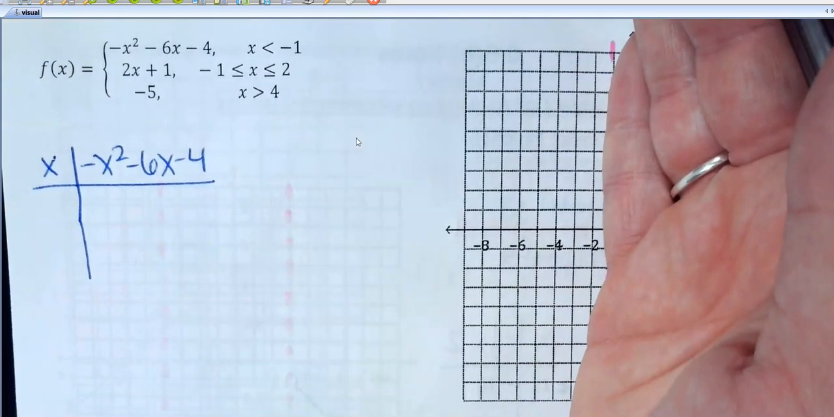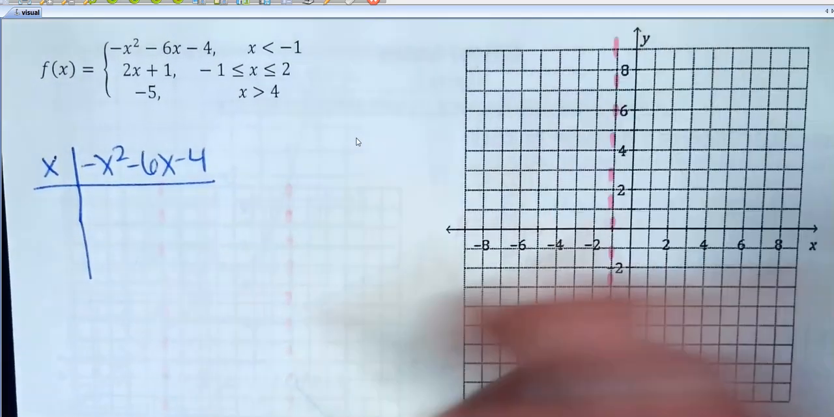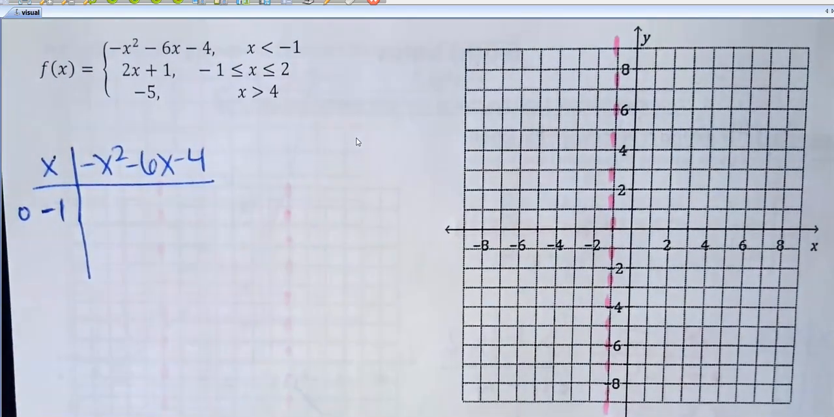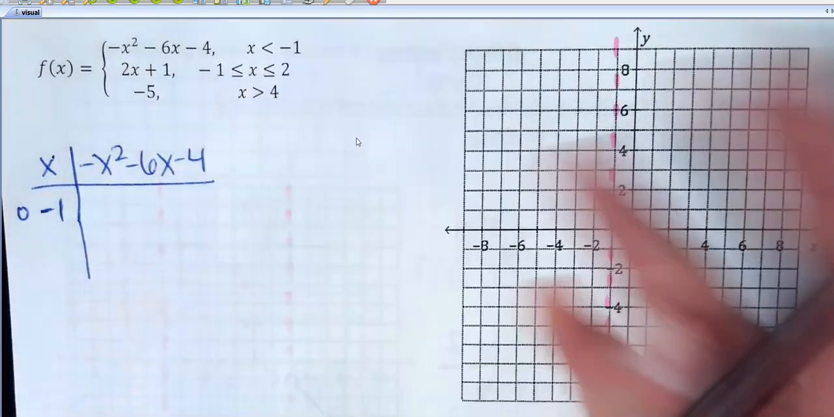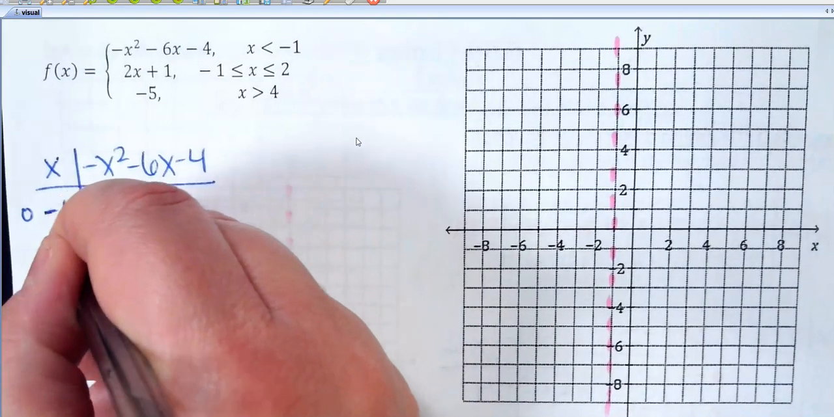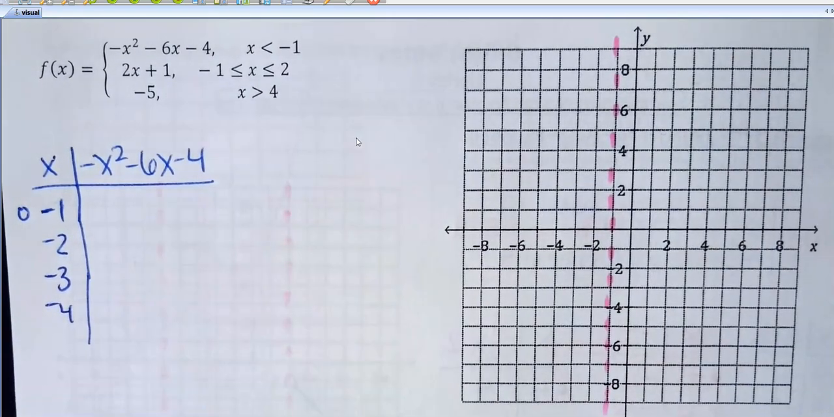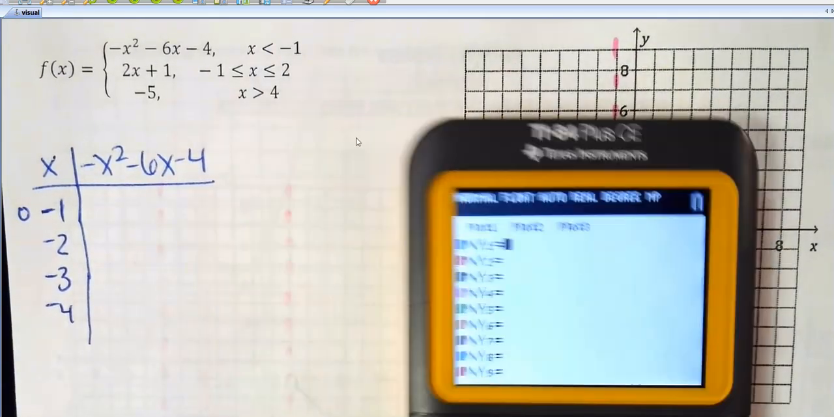Is it an open circle or a closed circle? For this one, it will be an open circle. So I don't actually go to that point, but I have an open circle on that point. Now, to the left of that would be stuff like -2, -3, -4. All right, and again, I would just recommend using the table, or you could plug numbers in if you want.